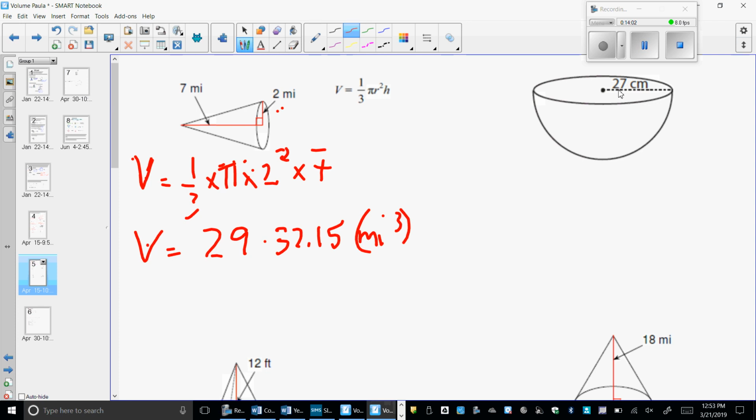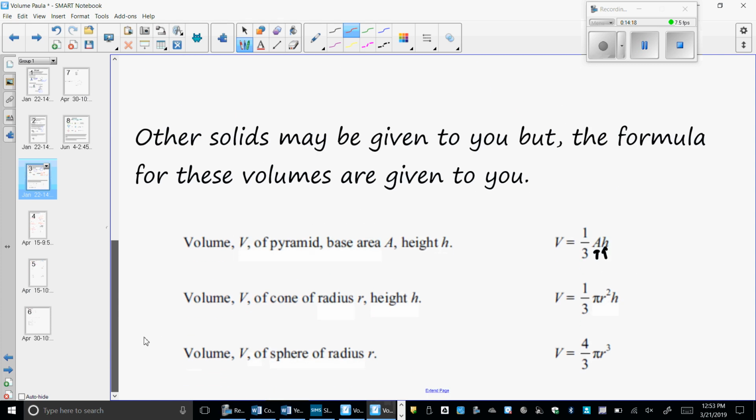Now for this one here, you can see it is half a sphere, a hemisphere. So we would follow the formula for the sphere, and then hopefully you're saying to yourself, divide by 2. So we would follow this formula for the sphere.